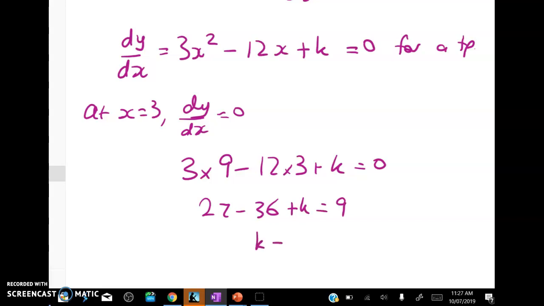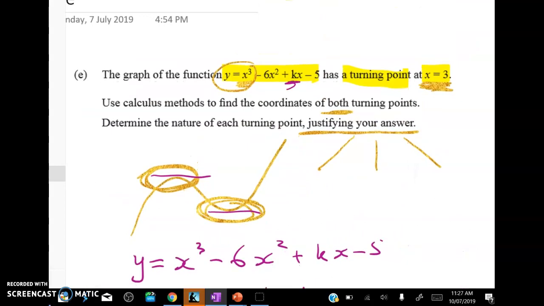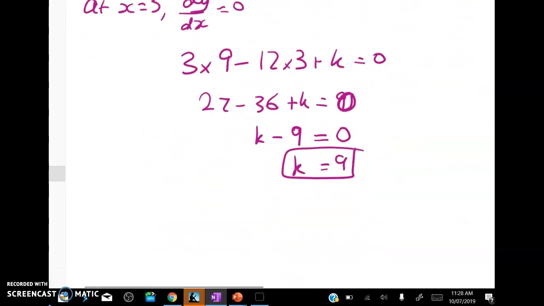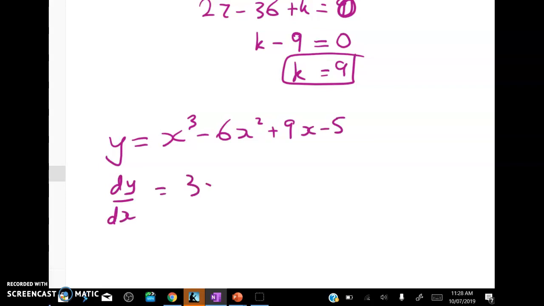Now, 27 take away 36 is negative 9, so k take away 9 is equal to 0, giving me k equals 9. So now we've actually done all of the hard thinking in this question, because we've figured out the value of k. And that means that if I go back to the start, we now know that that k in here is 9, and we can just get on with it. So we can write down this: y equals x cubed minus 6x squared plus 9x minus 5, and dy by dx is equal to 3x squared minus 12x plus 9.